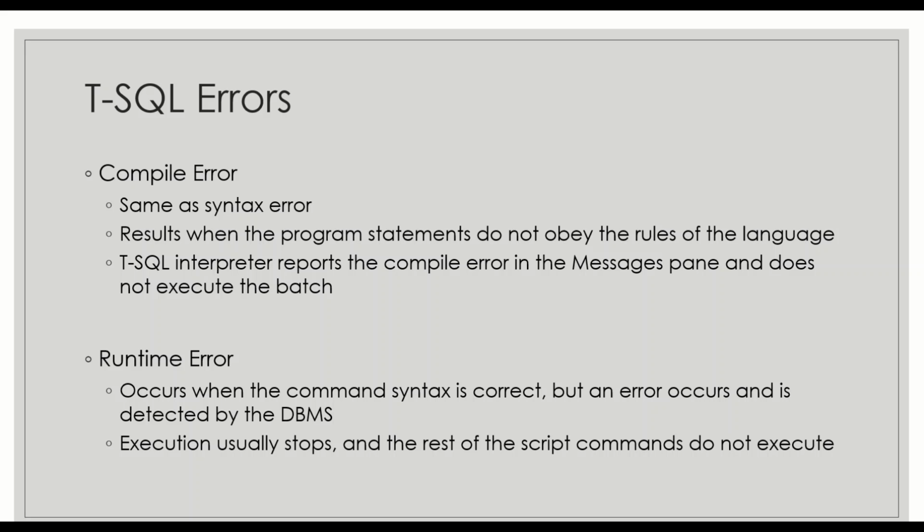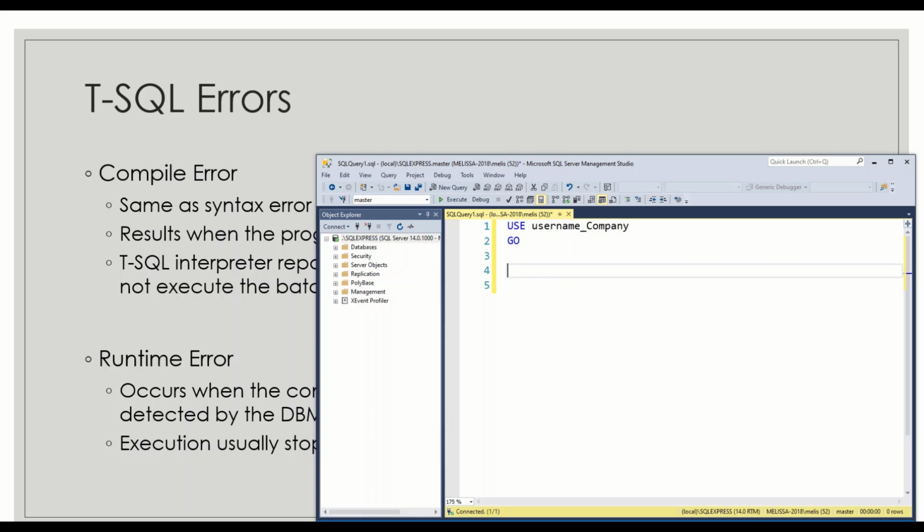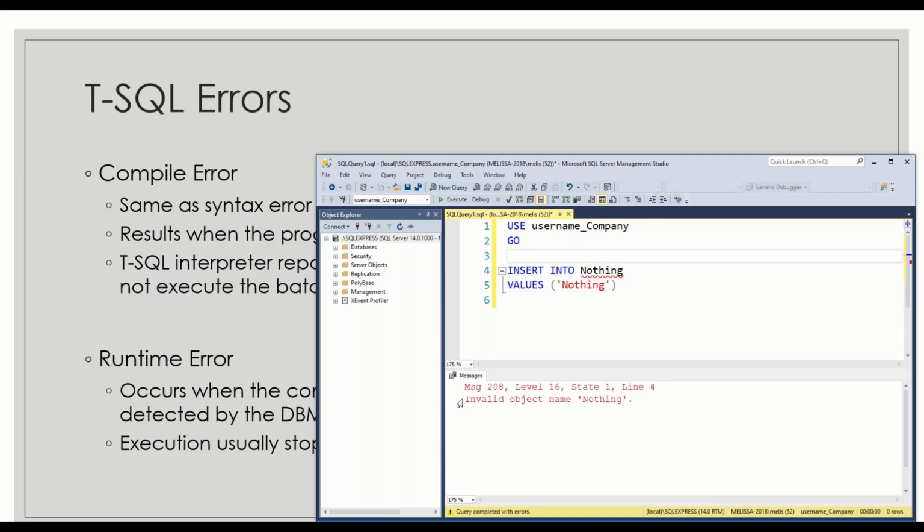Typically, we can also use the IntelliSense in Management Studio to warn us ahead of time, before we try to execute, about errors that might happen in our program, and you'll see that happening with the red underline. So if I perform, let's say, an insert into nothing, I don't have a table named nothing. You can see that it's reporting this error, an invalid object name. This would be a compile error. If I try to execute this, we can see the compile error being reported down here in the messages pane.